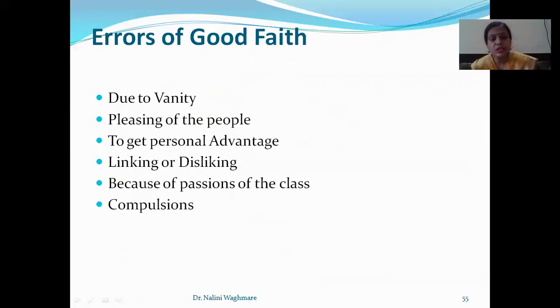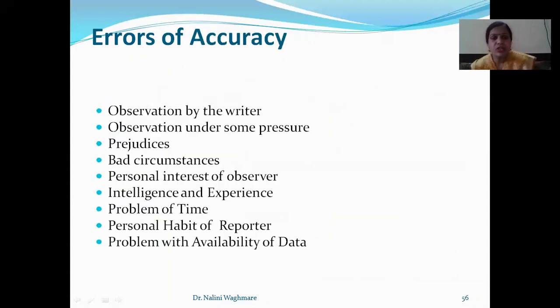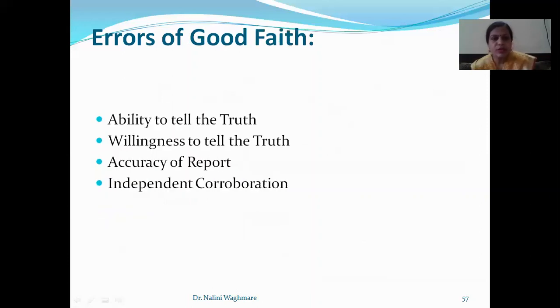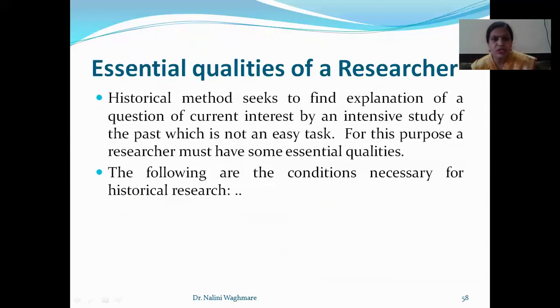Then good errors: why the person made a mistake, or the author, all those points come here. Then accuracy of the document, what were the reasons the author made the mistakes, this all comes under here. Then errors of good faith, ability to tell the truth, willingness to tell the truth, accuracy of report, independent corroborations.